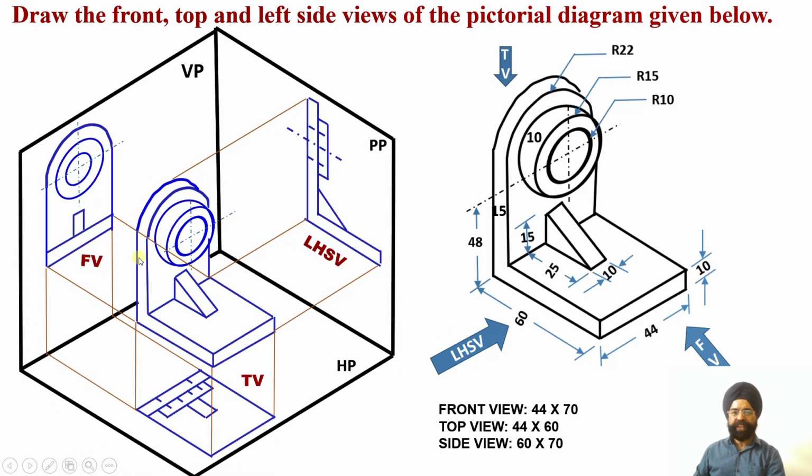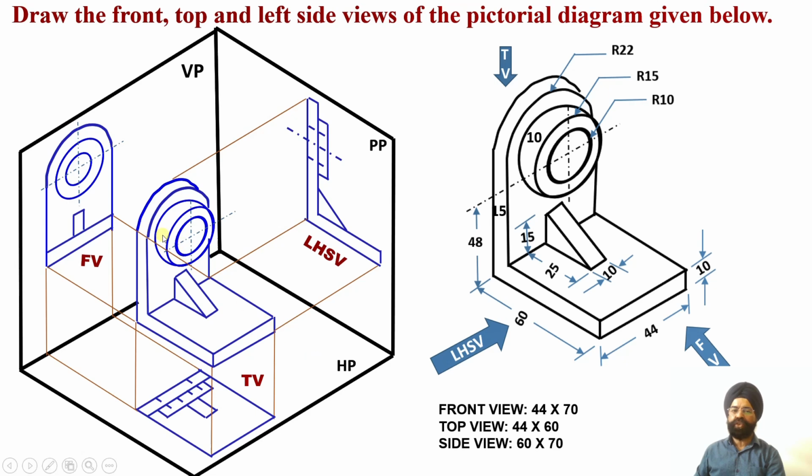So if I have a solid located between the horizontal plane, vertical plane and the profile plane in the first quadrant, this object is lying above the horizontal plane and in front of the vertical plane. So the object happens to lie in quadrant number 1. Now since the object is lying in quadrant 1, front view will be drawn above the XY line and top view will be drawn below the XY line.